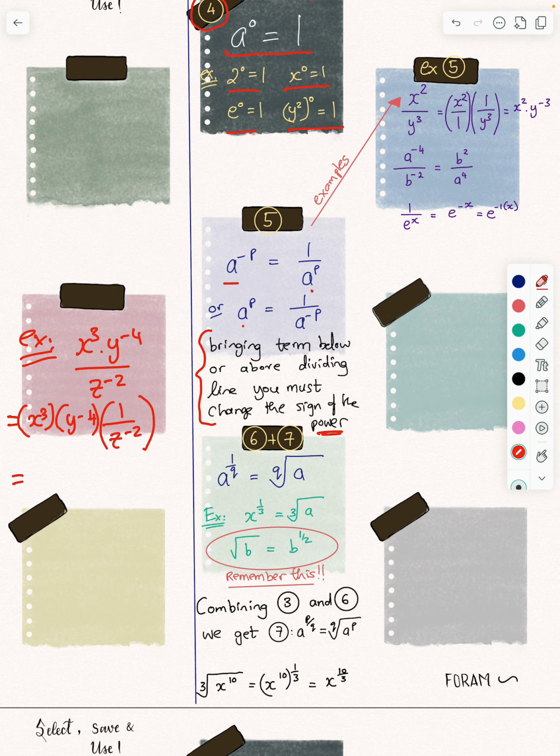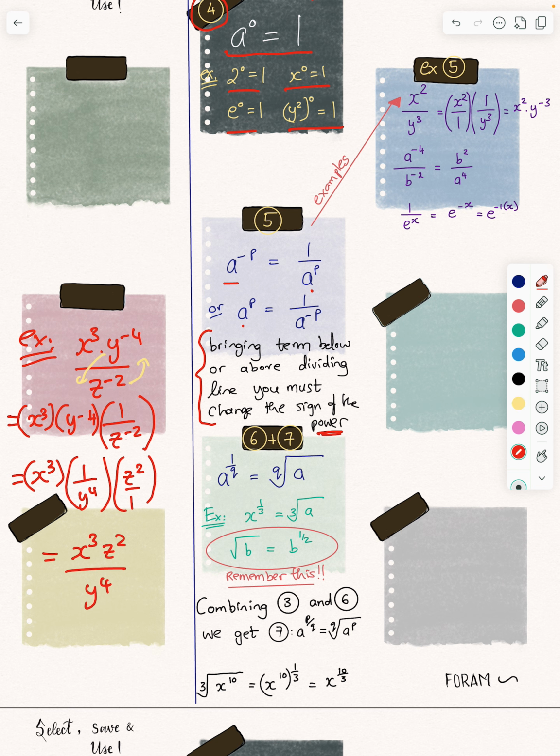And then if you wanted to make all your powers positive, which we tend to want to do, that's x cubed. This is 1 over y to the power of 4. And when we bring the z to the minus 2 up, we get z squared. You could write that over 1 if you like, and combining again, x cubed z squared all over y to the power of 4. Okay, so you could have jumped straight away and said that comes up and that comes down and leave the x cubed as it is.